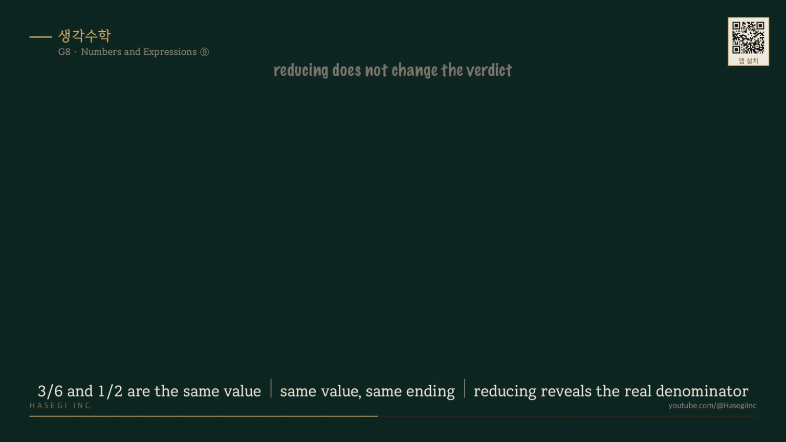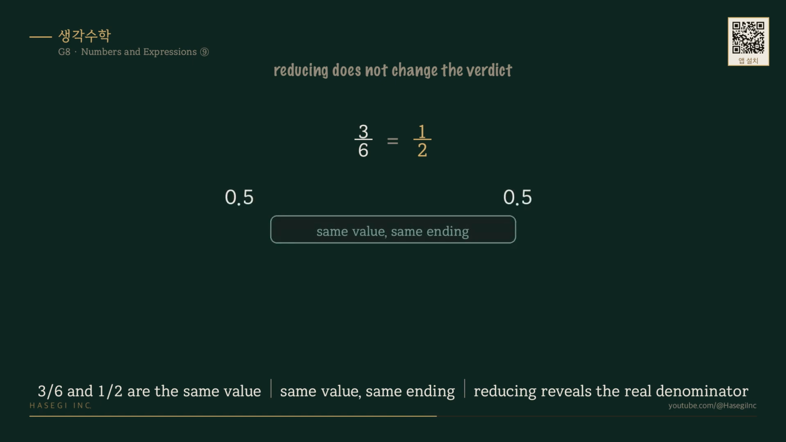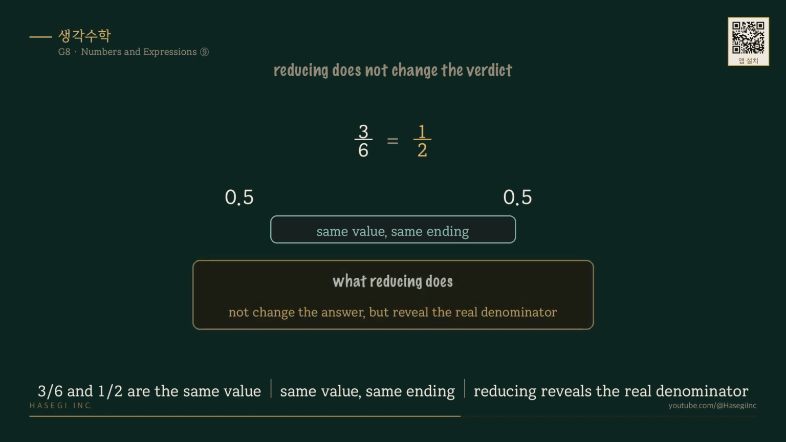It matters that reducing does not change the verdict. 3/6 and 1/2 are the same value. Same value, same decimal, and therefore the same ending. Reducing is not an operation that alters the answer. It reveals the real denominator that was hidden. The 6 was a costume worn over the top.